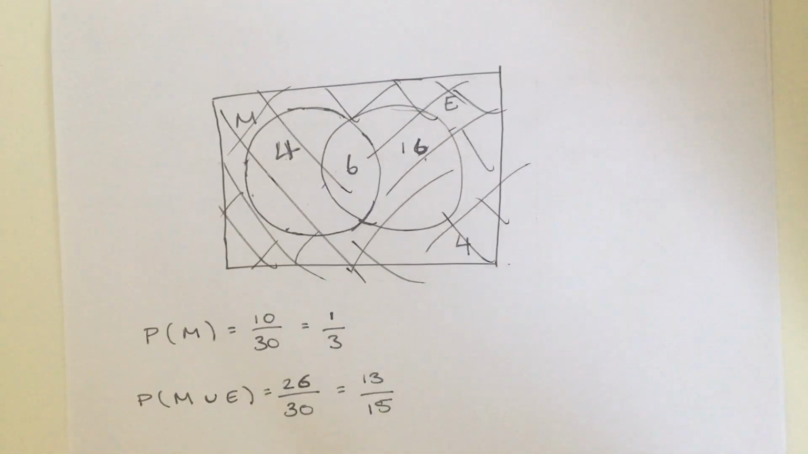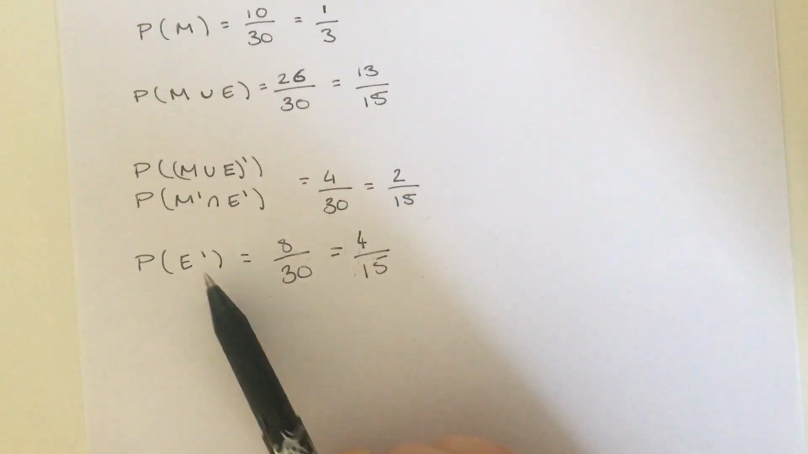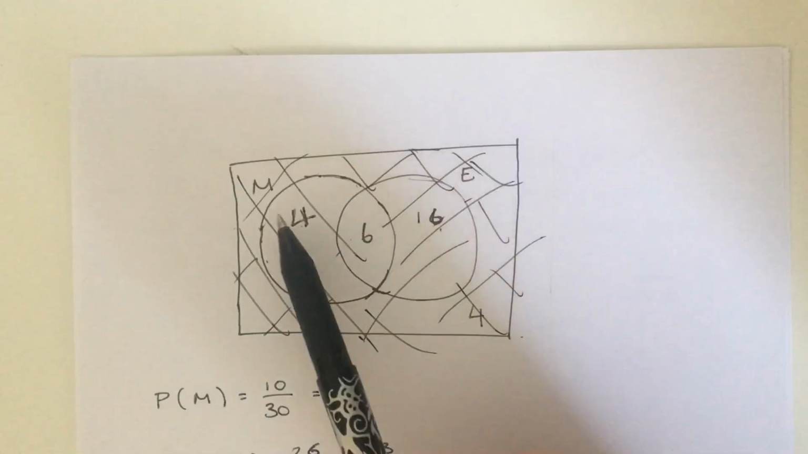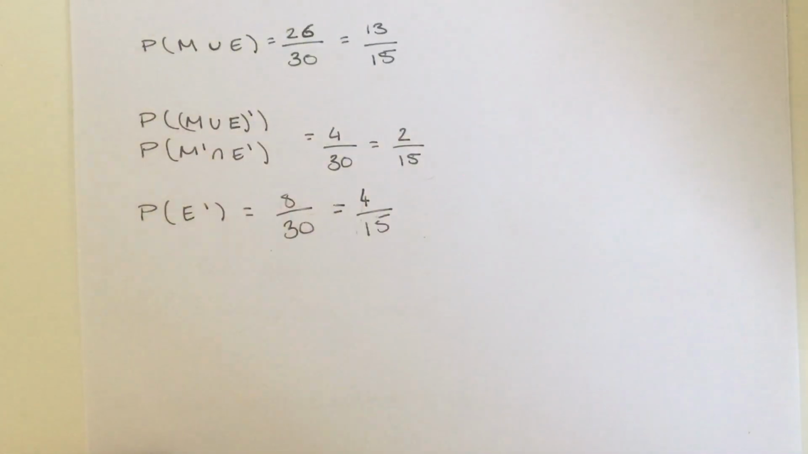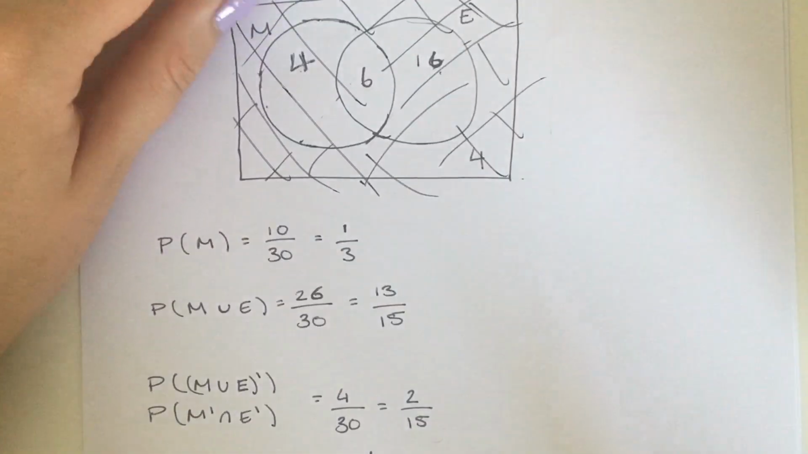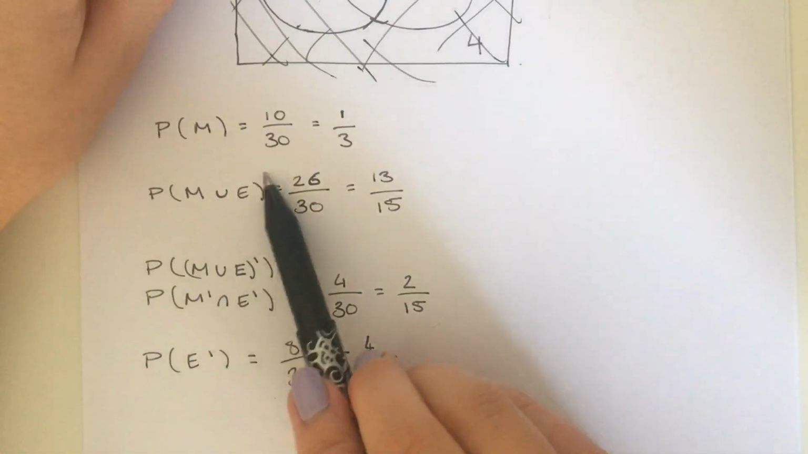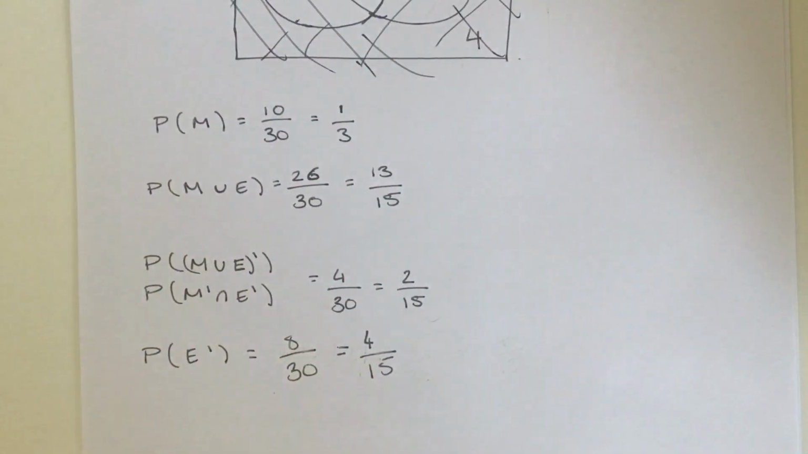And then the probability that the student does not study English, so anything that doesn't lie within E, so 4 plus 4, that gets you 8/30 or 4/15. If you haven't simplified them, that's fine, because I didn't say you had to, so if you've left them out of 30, that's all correct.